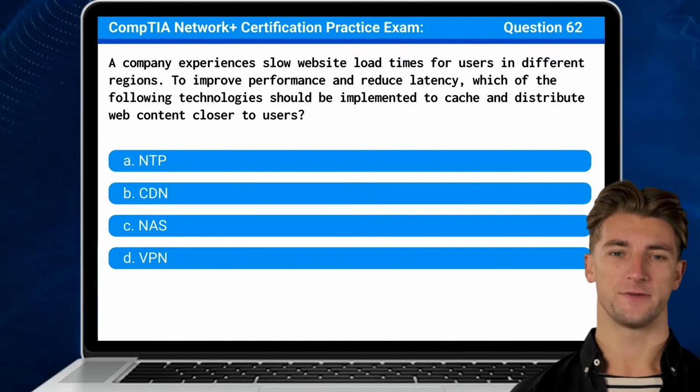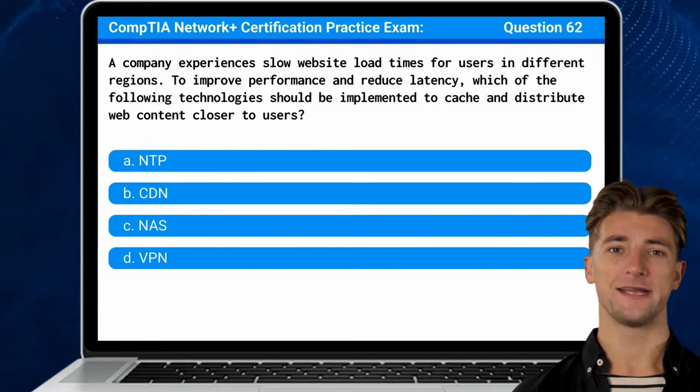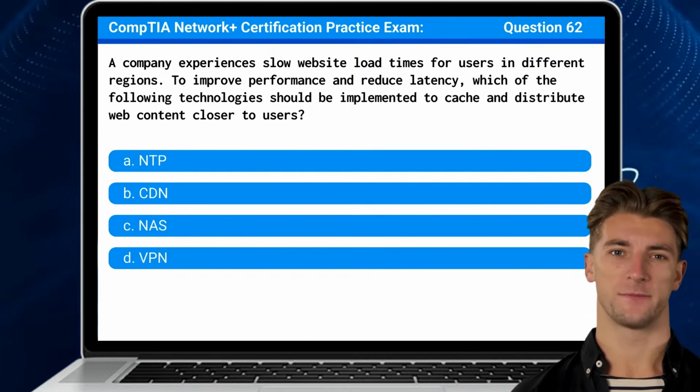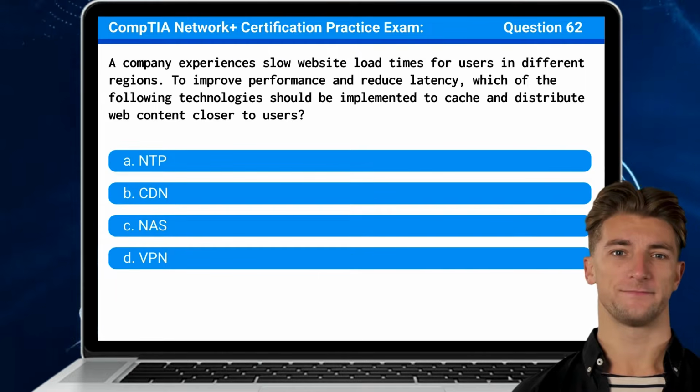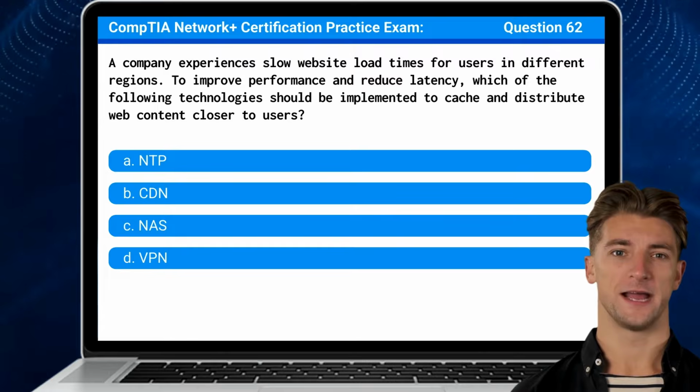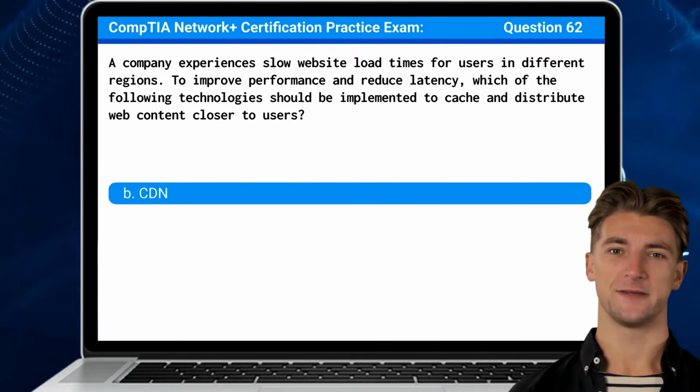Question 62. A company experiences slow website load times for users in different regions. To improve performance and reduce latency, which of the following technologies should be implemented to cache and distribute web content closer to users? The answer is B, CDN.